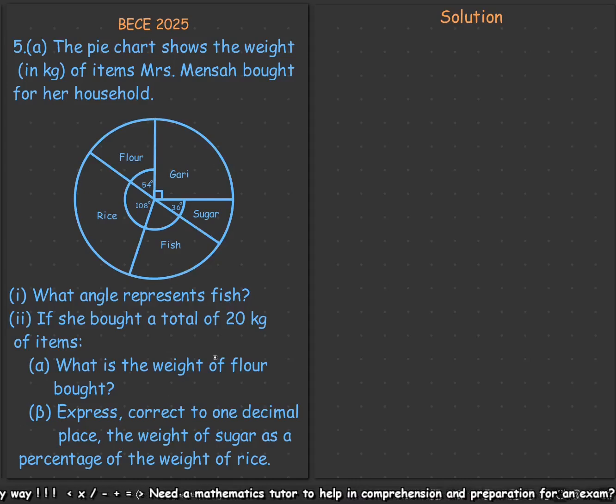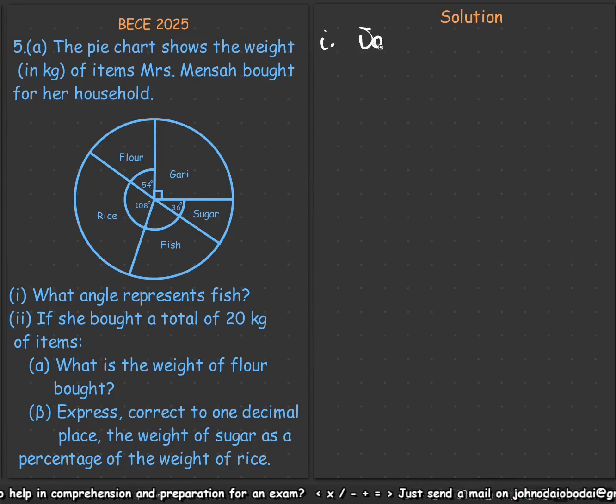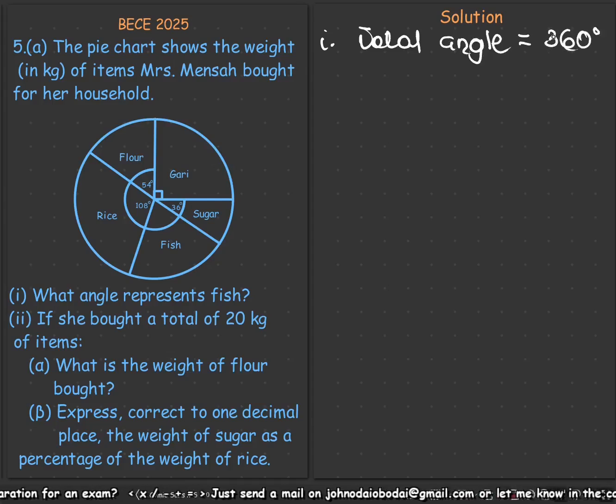Now, to get the angle that represents fish, take note: the sum of angles over here will be 360. So the sum of all these angles, the total angle, is equal to 360. If we add that of flour to rice, fish, sugar, and gari, we should get 360. You get it? So let's write an equation in terms of all of this.